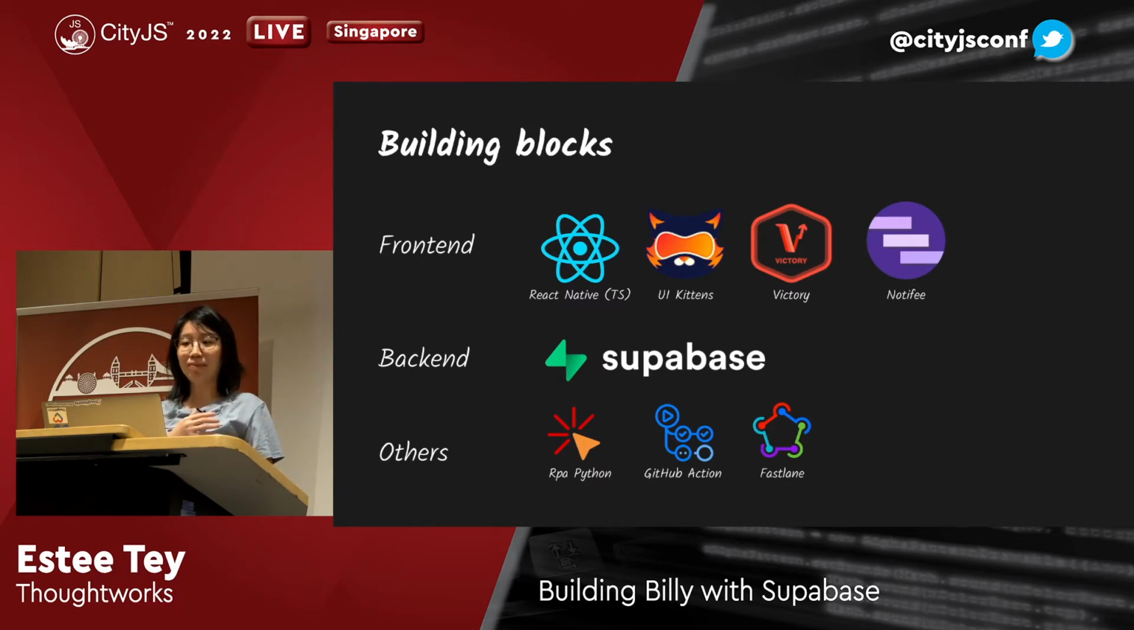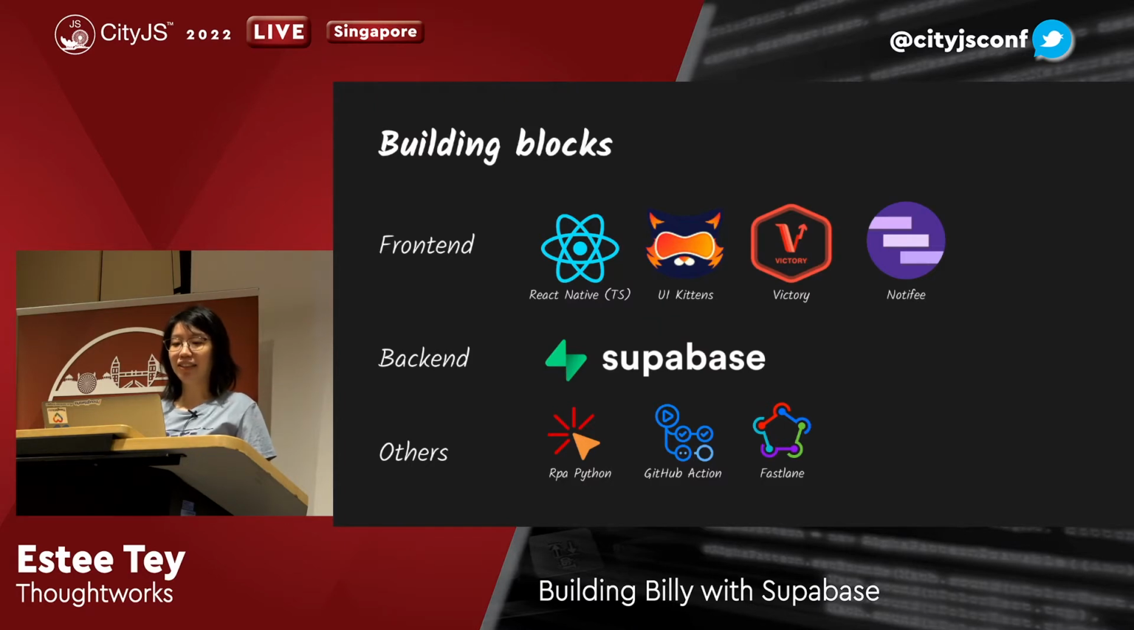So these are some building blocks that I use for my project. There are 3 types: front-end, back-end, and others. For front-end, I chose React Native TypeScript because I was going to work on a work project with React Native. And then for the UI library, I use UI Kitten, quite a cute library and quite easy to use. And then Victory is a common library to use for creating charts. You will get to see that later during the demo. And Notifee is the library that I use for creating notifications and managing them on your device.